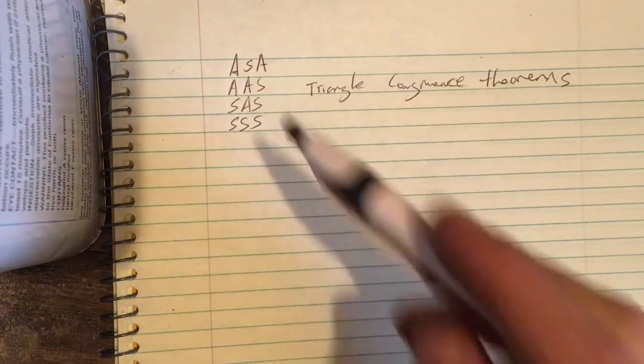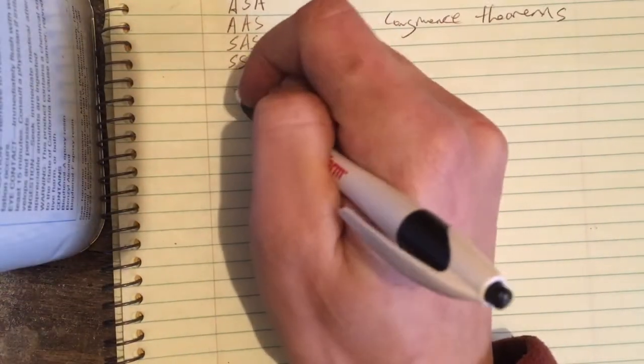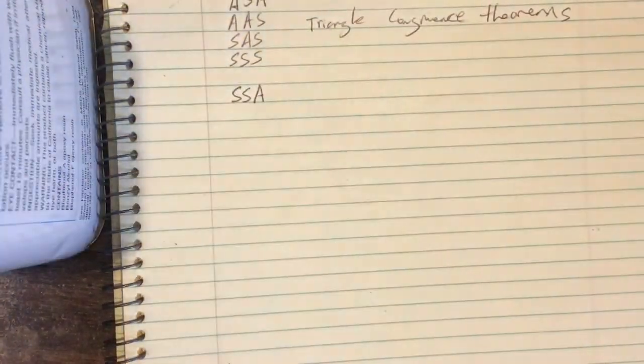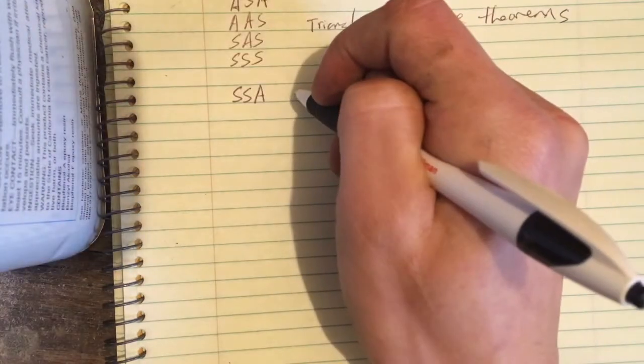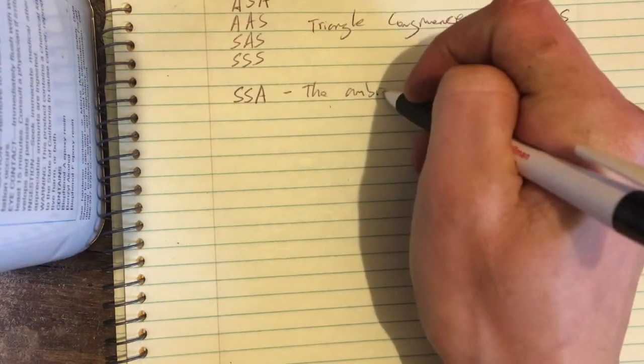So notice that each of these only have 3 pieces of information. So the case that we're going to talk about next is called the SsA triangle congruence theorem. It is called the ambiguous case. The ambiguous case.